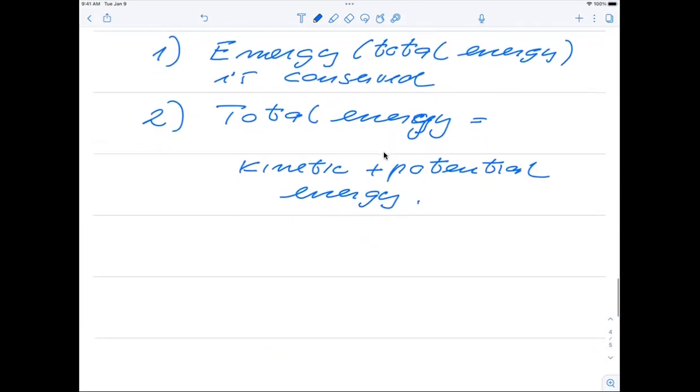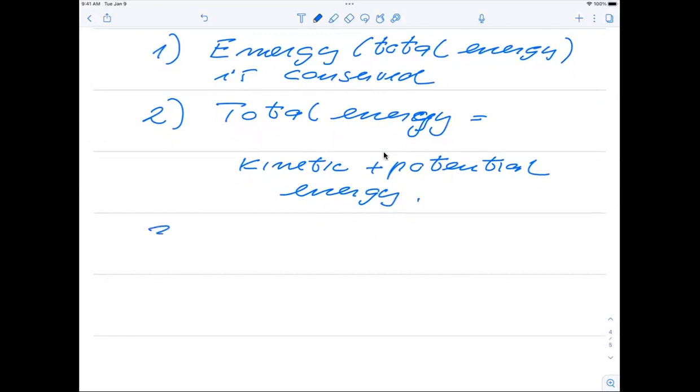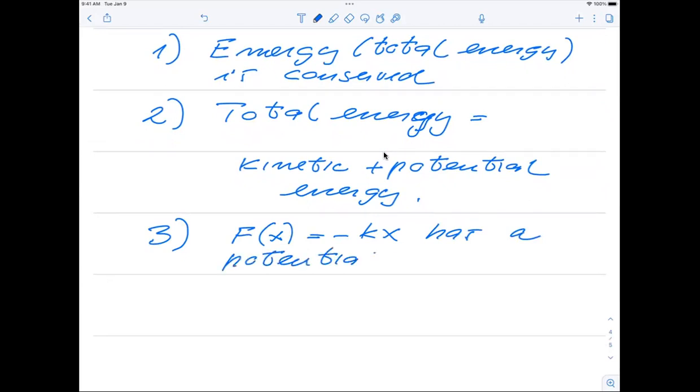And in this specific case, with the harmonic oscillations, this force F of x depends only on x, minus k x, and has a potential or potential energy, which I'm going to write as a V. So I'm going to use the symbol V for potential energy. And this potential energy is given by 1/2 of k times x squared.